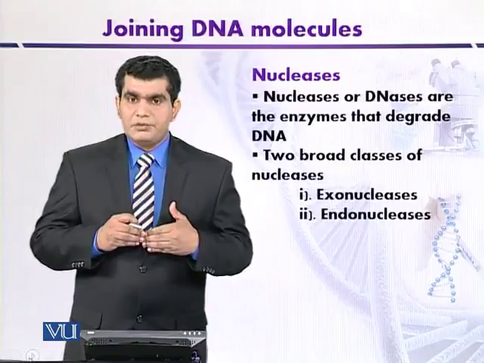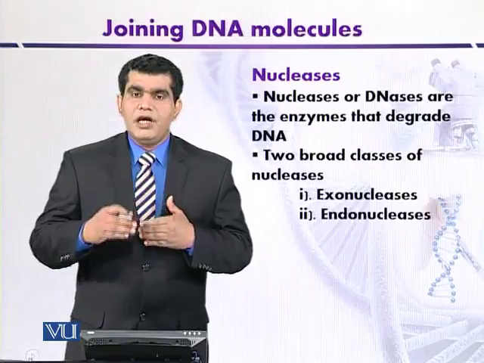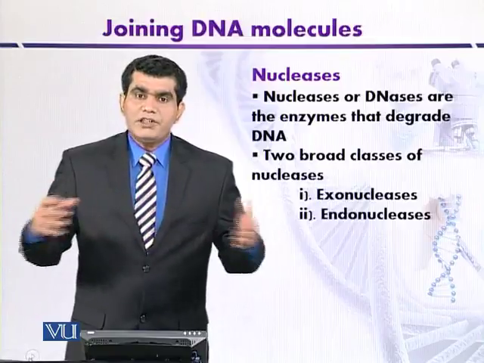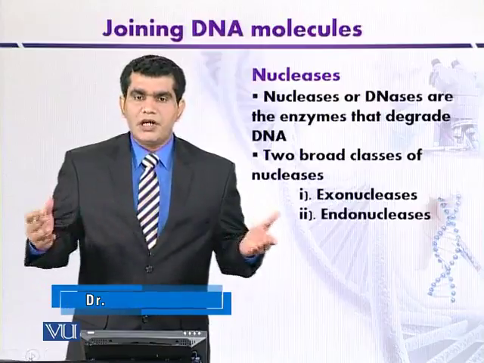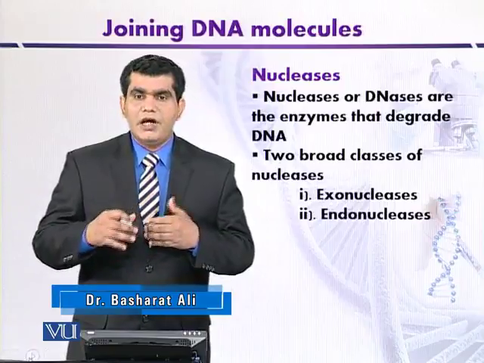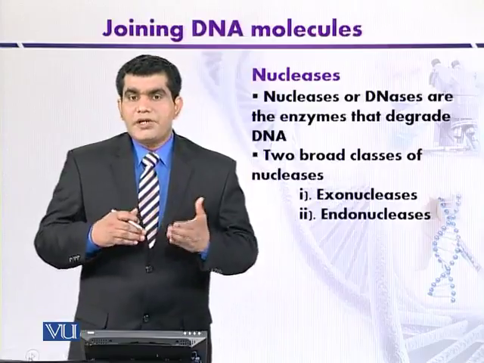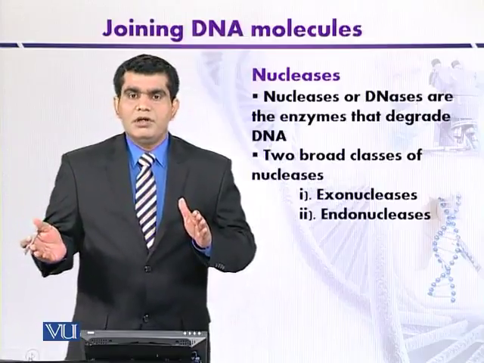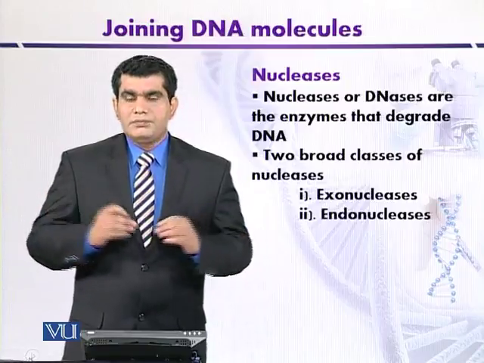Nucleases are the enzymes that play a role in the degradation of the target DNA, and nucleases are also called DNases. There may be a variety of types of nucleases, but broadly we can say that there are mainly two types, like exonucleases and endonucleases. Exonucleases can degrade the DNA at the termini, either the 5' terminus or the 3' terminus. So they can start the degradation of the DNA at the ends.